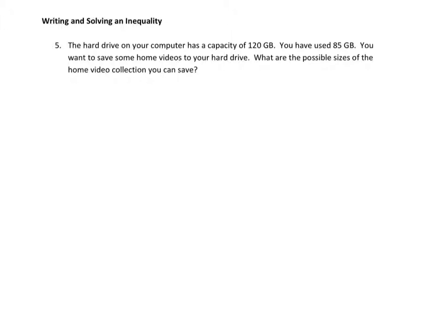Just as with any other word problem, we're going to start with listing the information that we were given. So the important information is the capacity is 120 gigabytes. 85 gigabytes were already used, and we need the size of the home video collection. So to define the variable, the size of the home video collection will be what x equals.